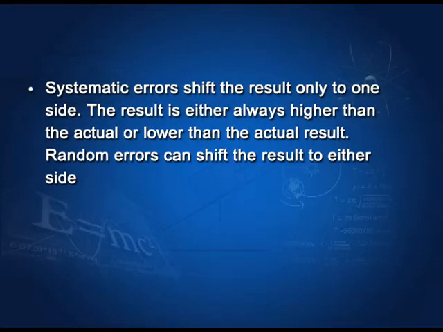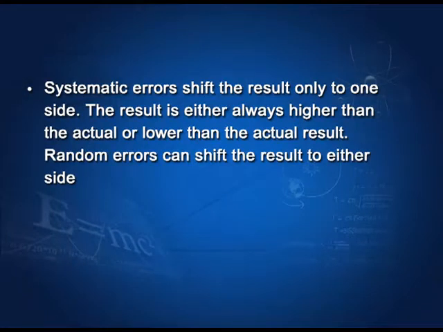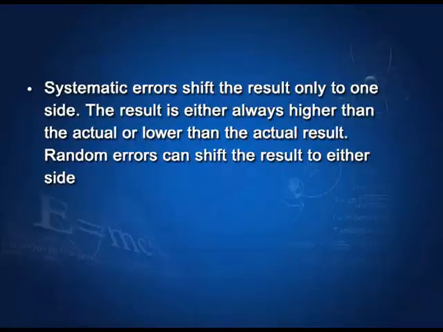Systematic errors, which we have been talking about up to this time, shift the result only to one side. The result is either always higher than the actual or lower than the actual result. Random errors, which we shall be talking about in a moment, can shift the result to either side. The idea is, suppose you are measuring the melting point of wax, systematic errors will always measure it either lower or higher. Random errors can cause it to be measured either lower or higher.